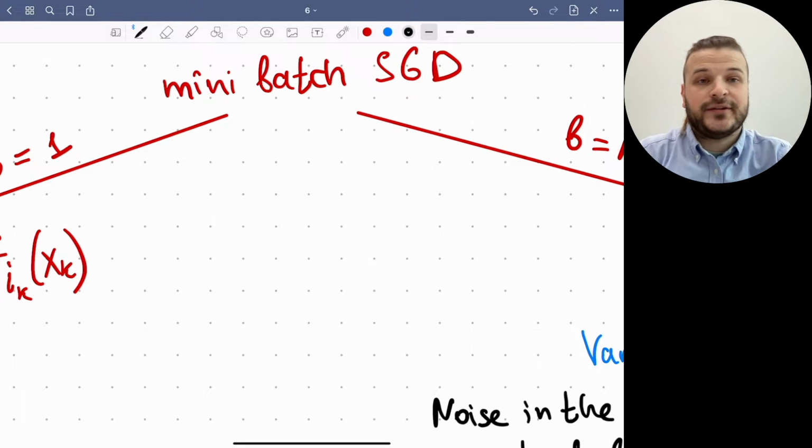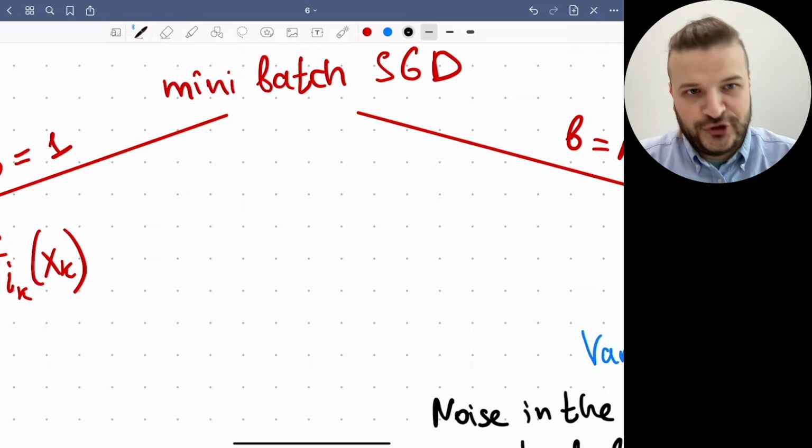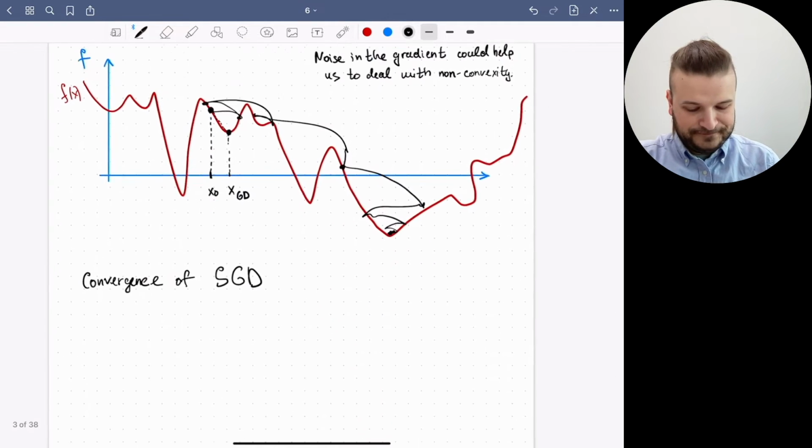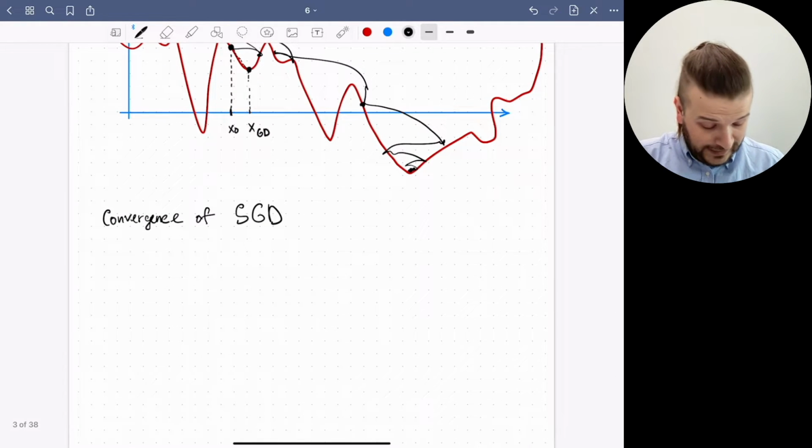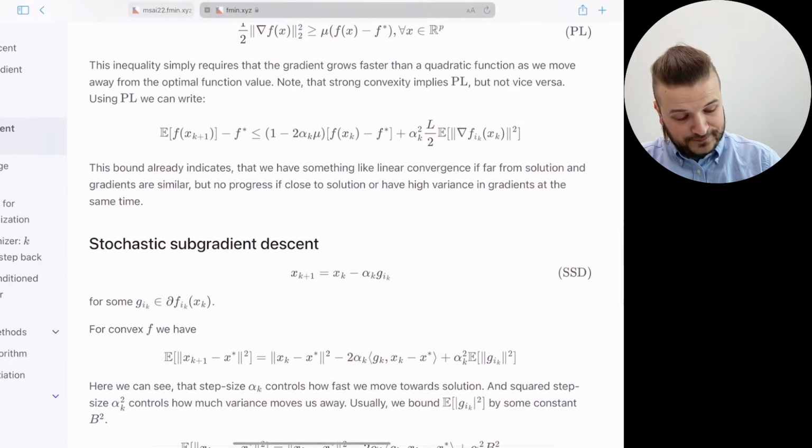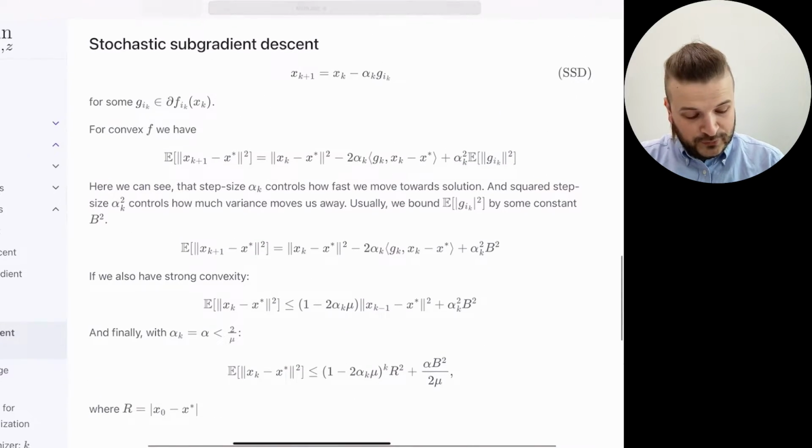And we are referring to this algorithm as just SGD. That's not very important here. Okay, convergence of SGD. Let's take a look at some known results.